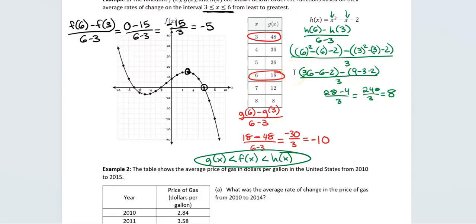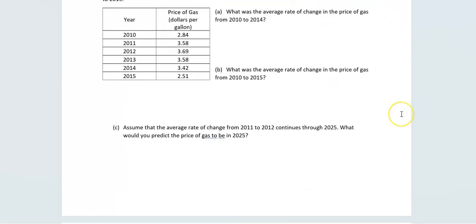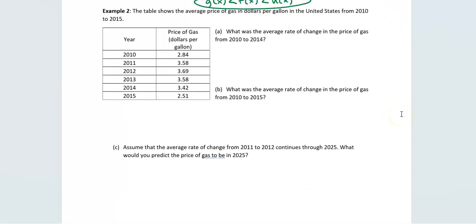So that's how we deal with all the different representations of how you can be given an equation. Then we have to be able to answer word problems. You will get word problems to deal with. I promise, you will.